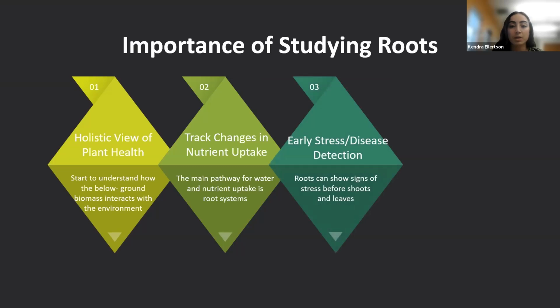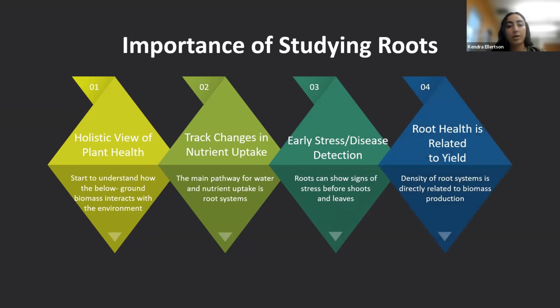We also have the possibility to detect early stress and disease. So instead of only being able to see that above ground biomass and track those changes, roots can actually show signs of stress before shoots and leaves can. And so growers and farmers can get on finding solutions for those stress and disease issues if they're able to look at the root systems.